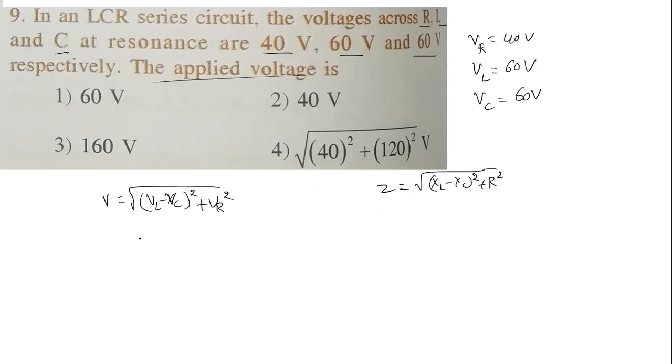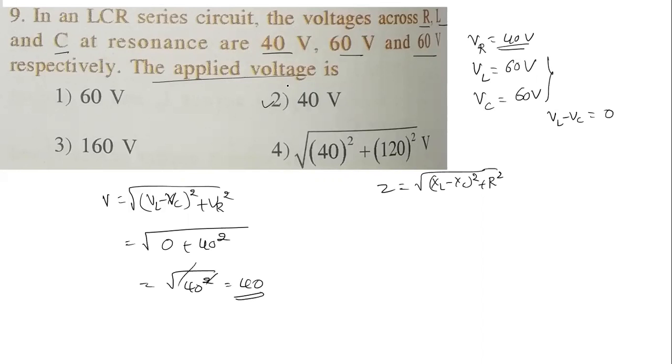If you multiply by current, you get this one. So here VL minus VC: VL and VC are both the same, 60 and 60. Then what about VL minus VC? You get 0. So it is the square root of 0 square plus VR, which is 40, so 40 square. Square and root cancel, and it becomes 40. So the answer is 40 volts. That is the potential difference across the LCR circuit.